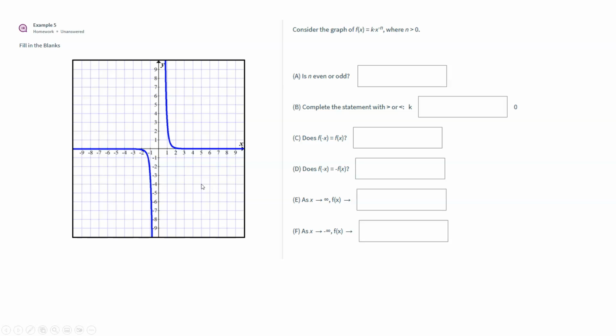In example 5, you're given a picture of the graph of a power function that basically has a negative exponent. So basically this is a rational function because that would put the variable in the denominator. And you're asked to determine the answers to these questions here.